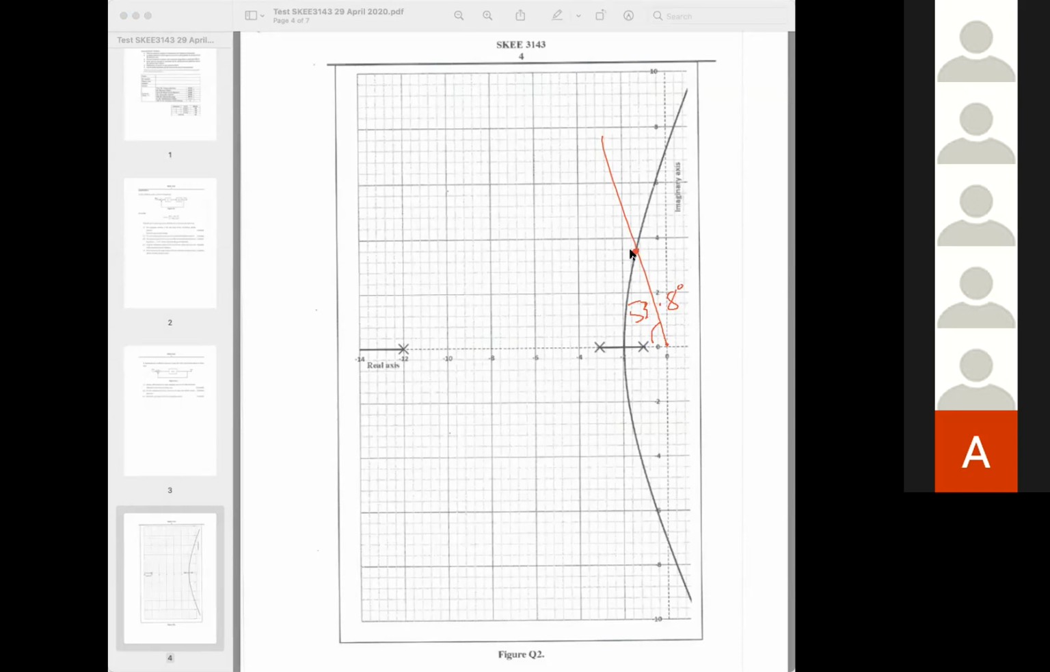So you have to draw, you have to print this root locus, and you have to use a ruler. Otherwise you cannot find the answer. Okay, so in this case, this is 53.8 degrees. Okay, this is 8 and this is X, correct?